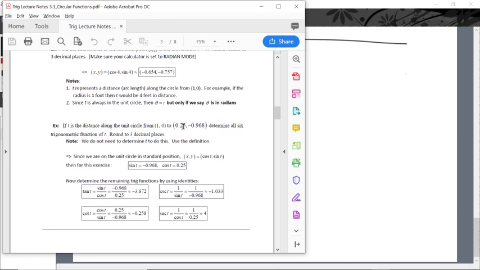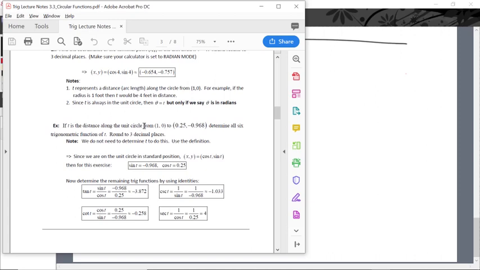Notice that, first of all, x and y have to satisfy the equation of the unit circle. That is, x squared plus y squared would have to equal 1. So x and y are not just arbitrarily chosen quantities. It has to be that the square of x plus the square of y is equal to 1 because we're in the unit circle.